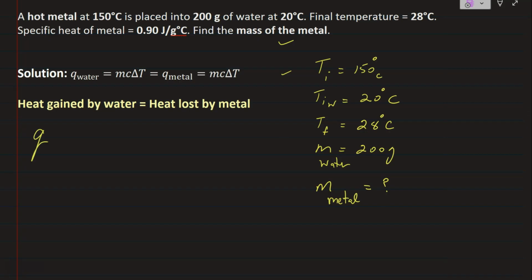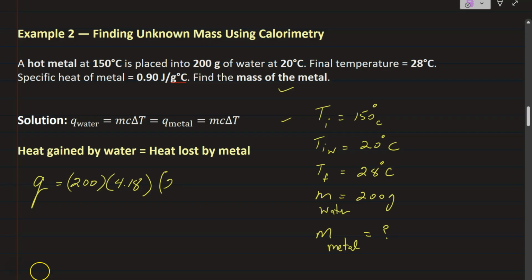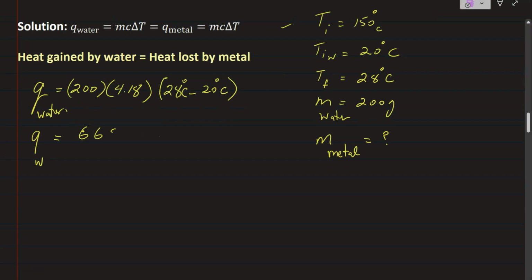Okay, so let's go ahead and find the heat gained by the water. Let's find Q water. That's 200 grams, multiplied by 4.18, which is the specific heat capacity of water, by the way, times delta T, and delta T is 28 degrees minus 20 degrees. That's the gain for the water. When we do the math, you will get 6,688 joules. That's the heat gained by the water.